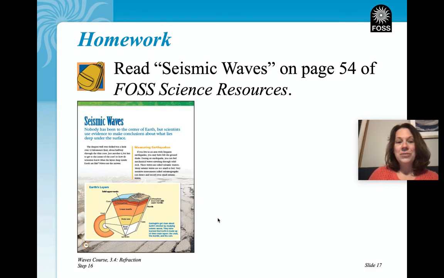It is now time to read about seismic waves and talk about refraction through solid crustal material. Answer the questions in your guided notes to finish up this lesson. Thanks for listening.